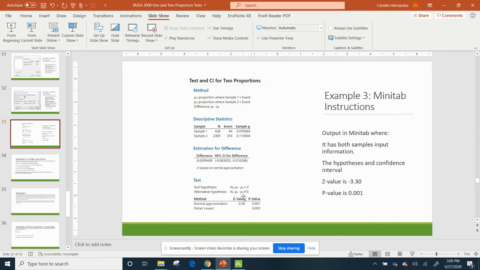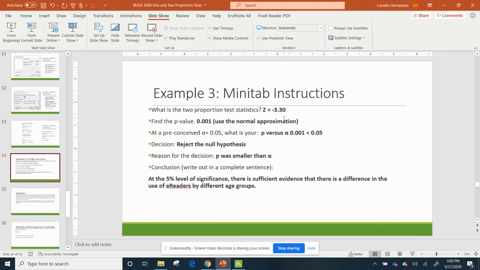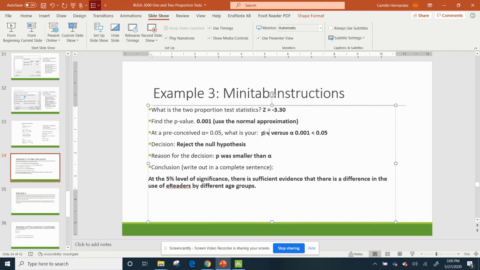My z-value is negative 3.30. My p-value is 0.001. At the 0.05 level, I'm comparing my p-value to my level of significance, and because my p-value is less than my level of significance, I reject the null. And again, why did I do that? Because my p-value was lower.